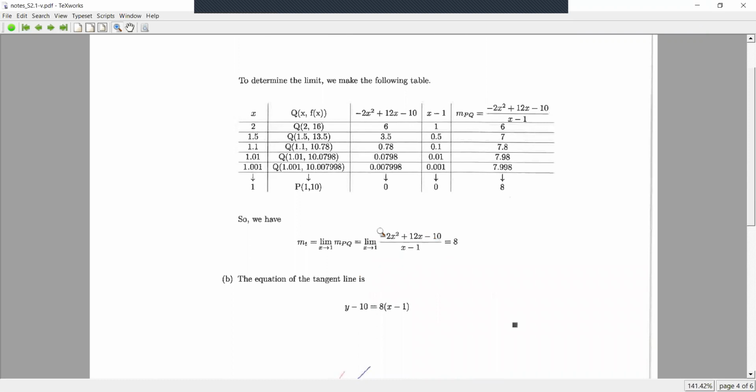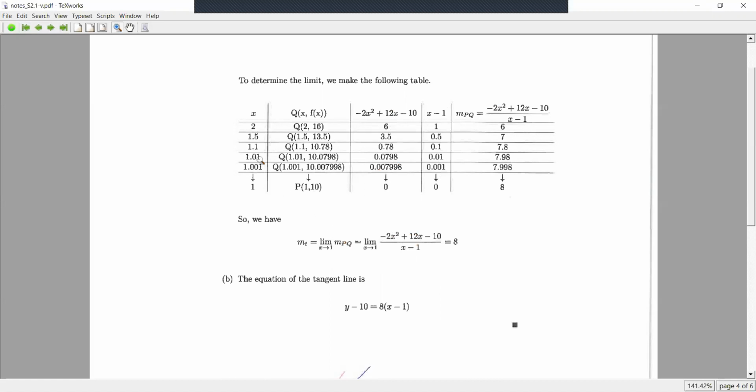Now to find this limit, I make this table. The first column of the table is for x, the independent variable. The second column I let for the point Q. The third column I let for the numerator of this quotient. The fourth column, the denominator of this quotient. The last column is this quotient. This quotient is the slope of the line PQ.